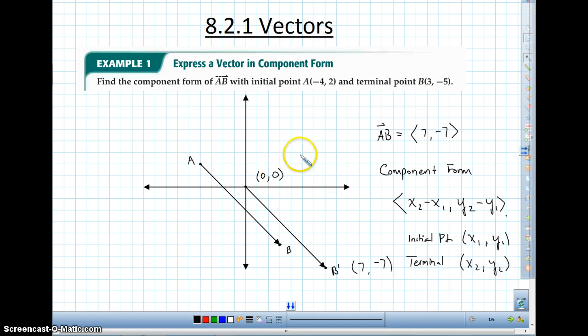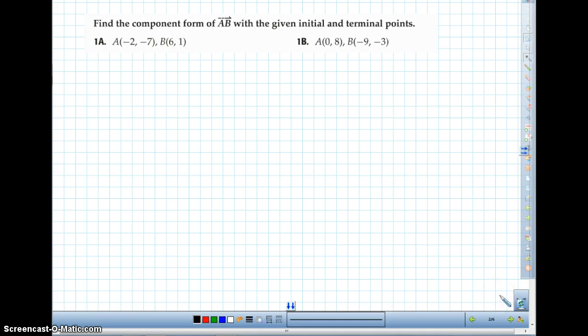So you can take any sort of vector and rewrite it in this component form by just taking the terminal point's coordinates and subtracting from them the initial point coordinates. For this one we would have gotten 3 minus -4, which is 7, and -5 minus 2, which is -7. That's how we could get the component form of ⟨7, -7⟩. Okay. Try these two on your own.